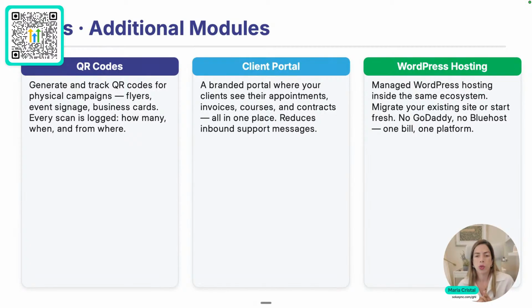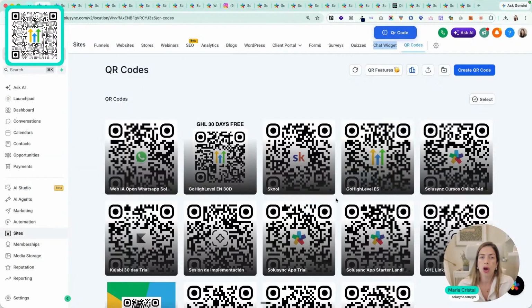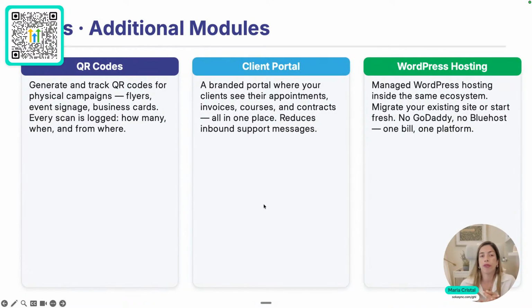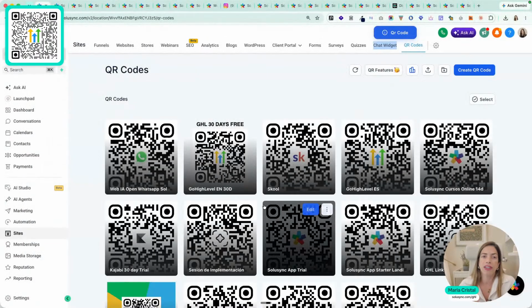Let's see what else we have inside sites, some additional modules inside the sites section. One of them is QR codes. So for example, if you want to generate and track a QR code for a physical campaign, you can have a log of every single scan. So this is an example inside.